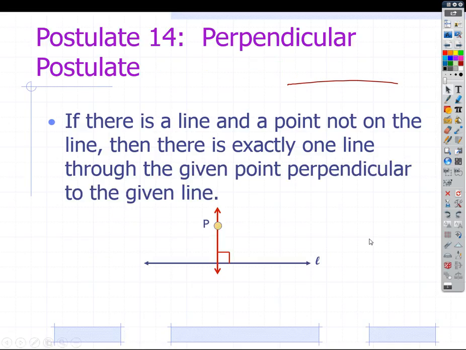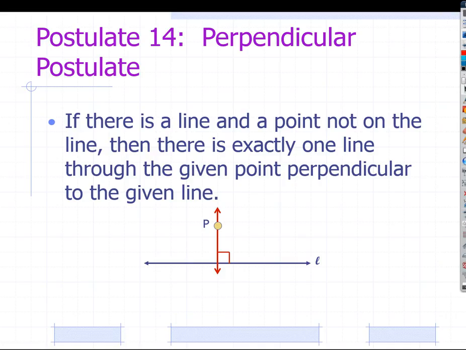So that's the parallel postulate. Going along with that is the perpendicular postulate. Same kind of an idea. If we have a line L, the blue line, and a point P not on the line, then there also is exactly one line through the point that's perpendicular to the given line, right? And once again, they reside in a single plane, the plane of the board in this case, right?